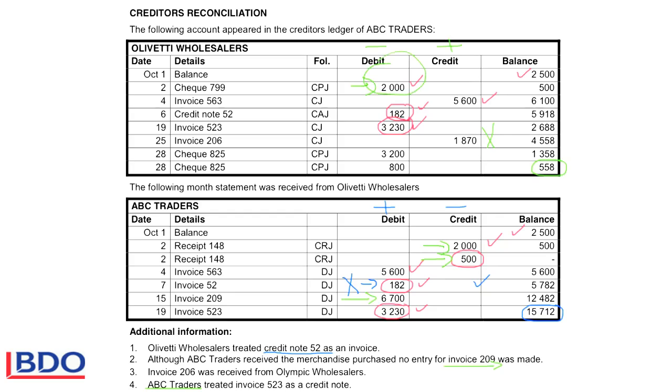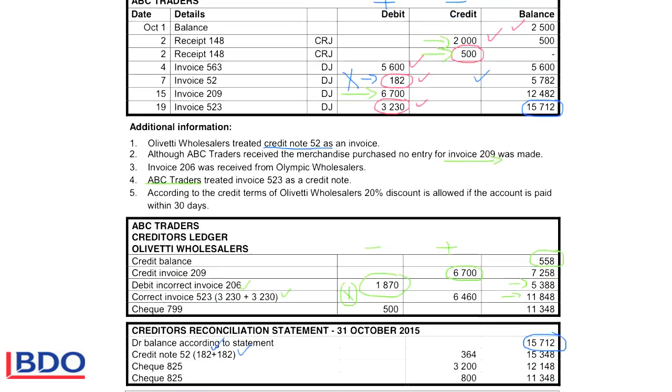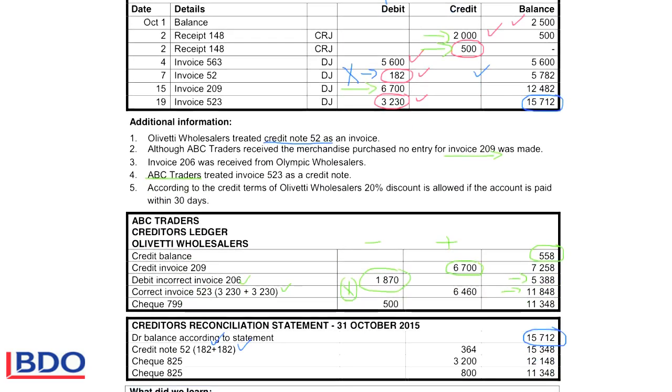So Olivetti Wholesalers account here must reduce with 500 because ABC Traders never recorded that 500. So it will be corrected in the creditors ledger, and we will show that the check will reduce the outstanding debt with 500 Rand, and then we see what our new balance is, 11,348. Okay, according to the credit terms, you will receive 20% discount. So we have to go back again and see if there's any more entries that will be affected by that 20% discount.